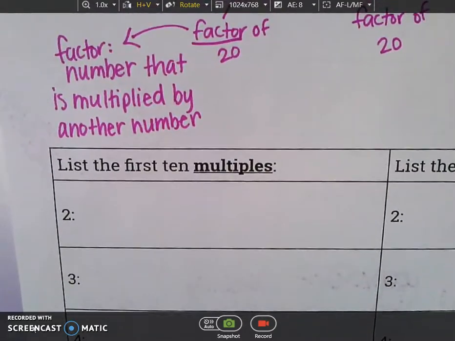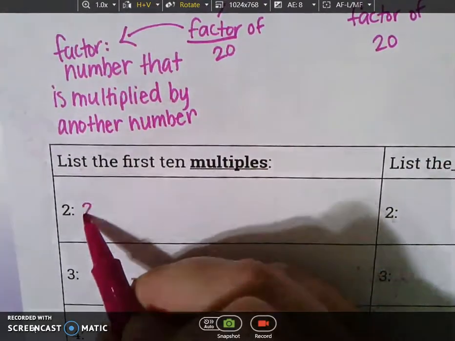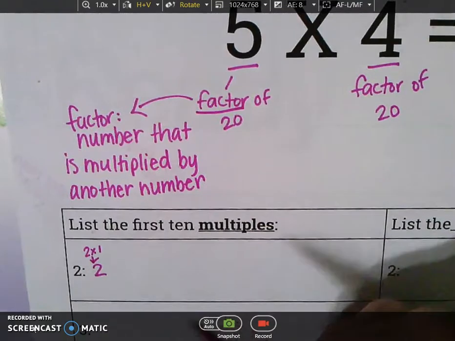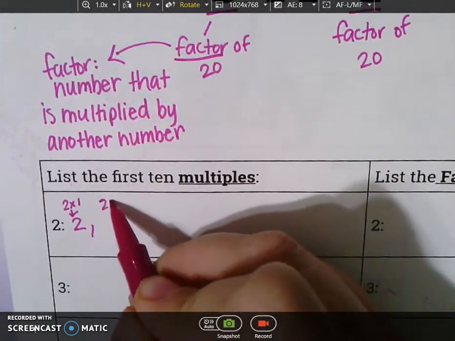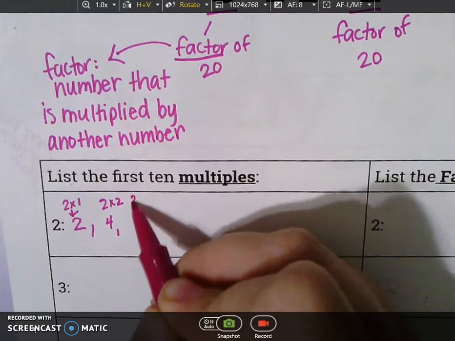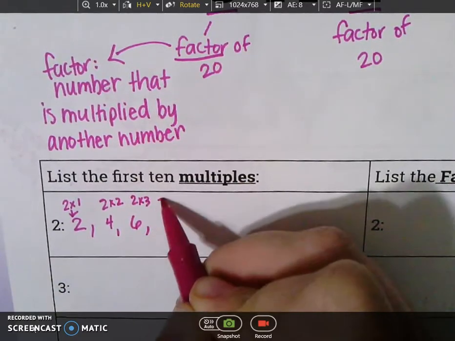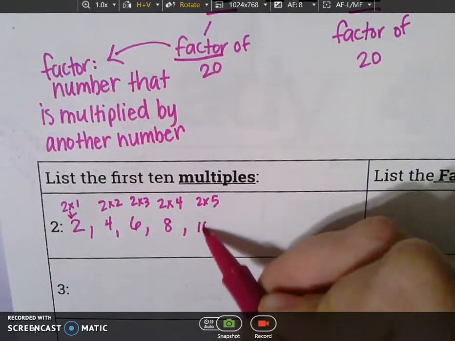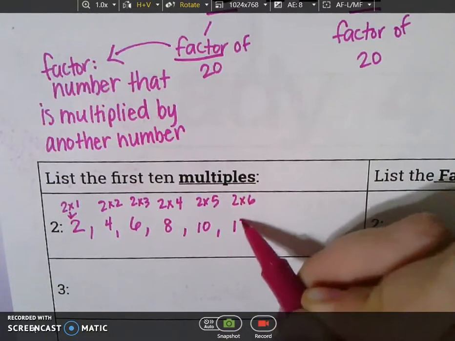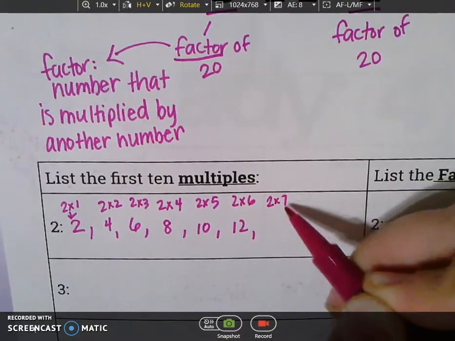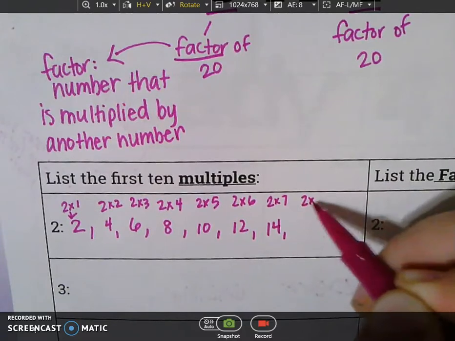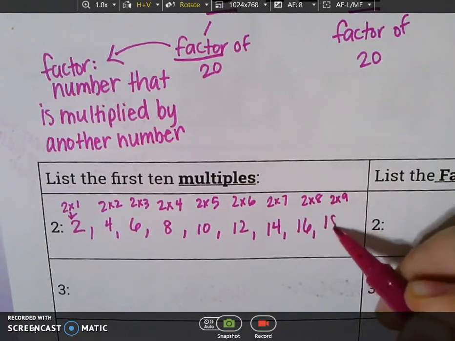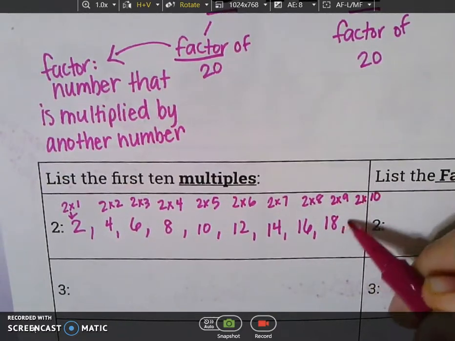If I say list the first 10 multiples of 2, I would do 2 times 1 is 2. 2 times 2 is 4. 2 times 3 is 6. 2 times 4 is 8. 2 times 5 is 10. 2 times 6 is 12. 2 times 7 is 14. 2 times 8 is 16. 2 times 9 is 18. And 2 times 10 is 20.